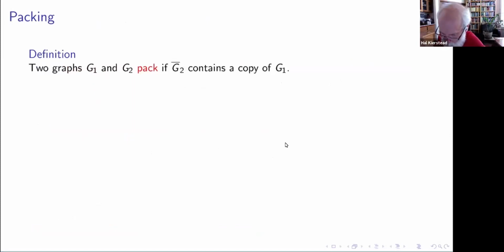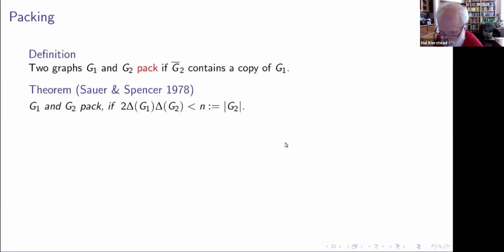So here's an example using the game coloring number, the one game coloring number. So 2 graphs pack if you can embed one into the complement of the other. And Sauer and Spencer, fairly well-known theorem is that if the product of the maximum degrees of the graphs times 2 is less than the number of vertices, then the 2 graphs pack.